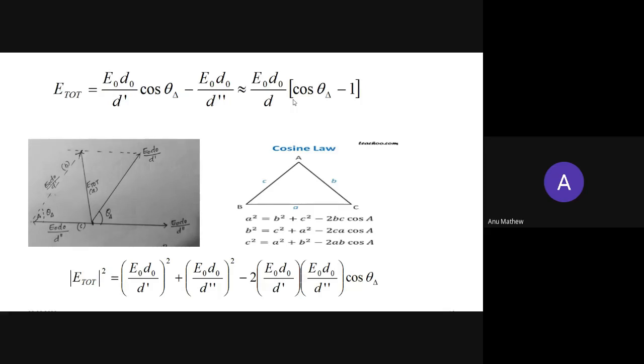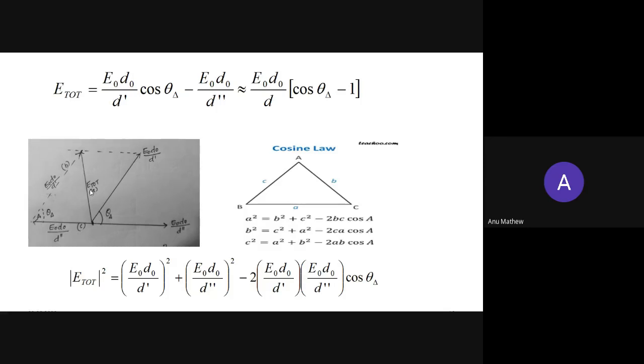Now we have to find out the received power. For that we are taking this vector approach. Here this is the vector E0 d0 by d'' and E0 d0 by d', corresponding to the line-of-sight propagated wave, and this is corresponding to the ground reflected wave. So the total energy of the electromagnetic wave, E total, is represented by this.